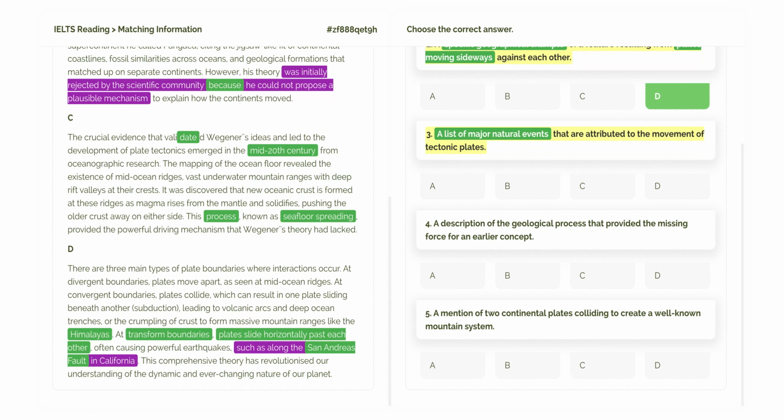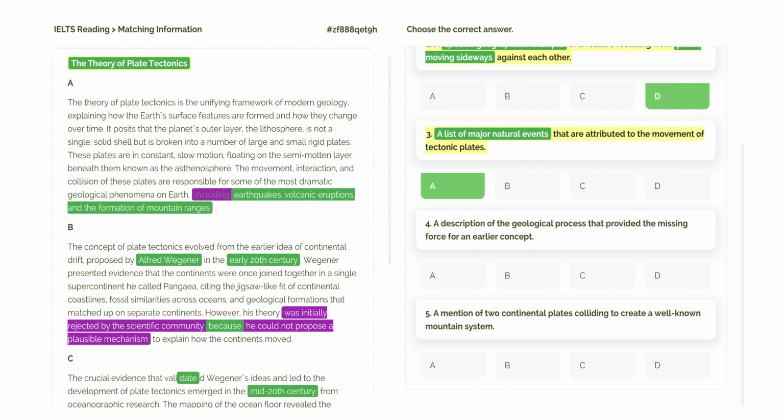Paragraph D also has examples, but they are linked to specific boundary types, whereas this question asks for a general list. The final answer is A. Paragraph A explains that the movement of plates is responsible for dramatic geological phenomena, including earthquakes, volcanic eruptions, and the formation of mountain ranges. This is a direct match for a list of major natural events.